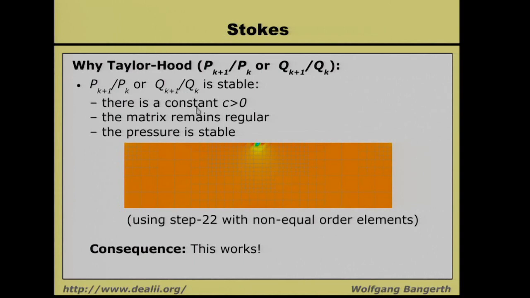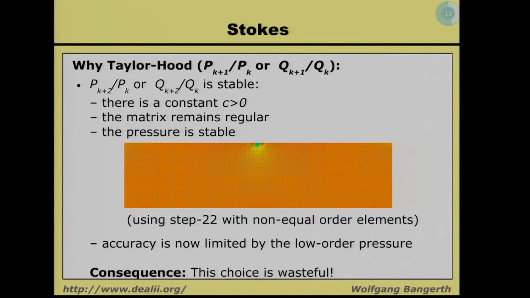In that case, I can prove that there is a constant c greater than 0 that is independent of h. The matrix remains regular, the pressure is stable. So I get a picture that looks like this for the pressure here, that has a singularity that I expect from physical reasons, but the oscillations that were here everywhere, they're gone. Okay, so this works.